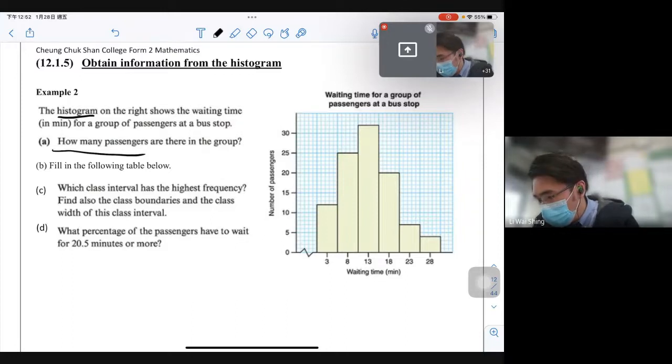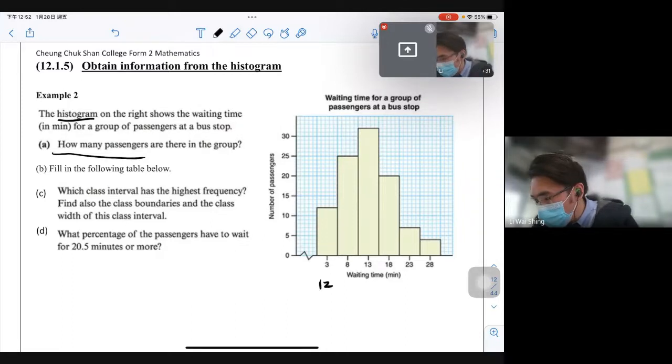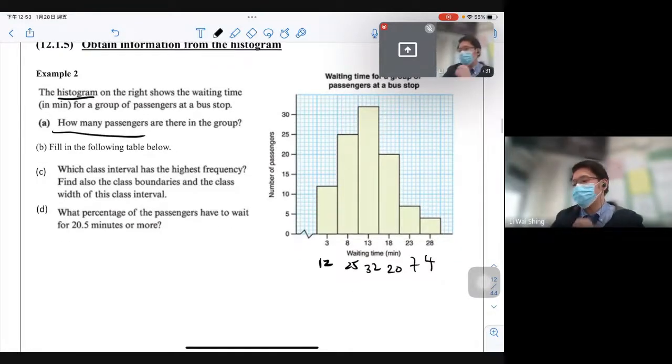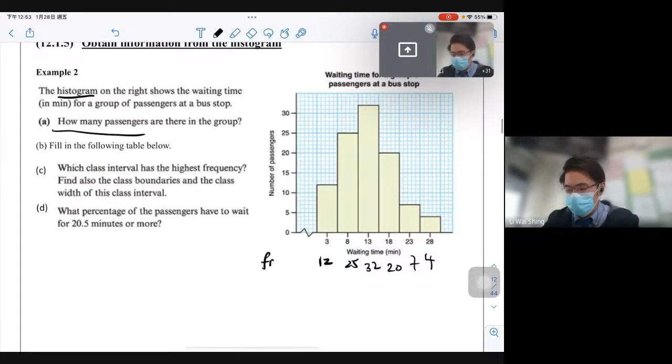For group 1, there are 12 of you. For group 2, there are 25. For group 3, there are 32. For group 4, there are 20. For group 5, there are 7 students. And then for the last group, there are 4 students. So you just add up the numbers, then you can get the frequency. When you are doing a histogram, you can draw a column below, mark all the frequencies there, and then you can find part A.